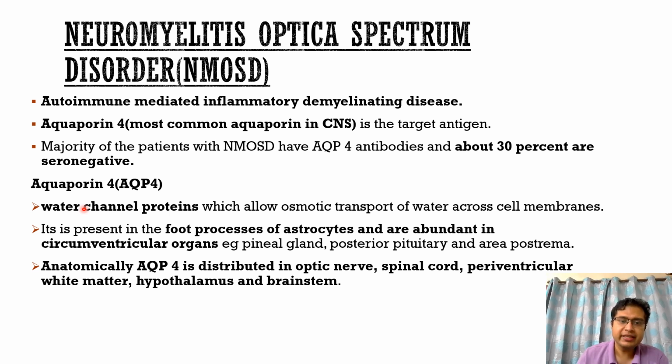It is present in the foot processes of astrocytes and is abundant in the circumventricular organs. For example, the pineal gland and the posterior pituitary and the area postrema. And anatomically, aquaporin 4 is distributed in the optic nerve, spinal cord, periventricular white matter, and the hypothalamus and the brainstem. So these are the sites of involvement typical in case of neuromyelitis optica spectrum disorder.